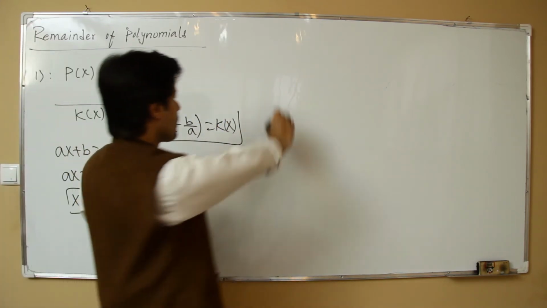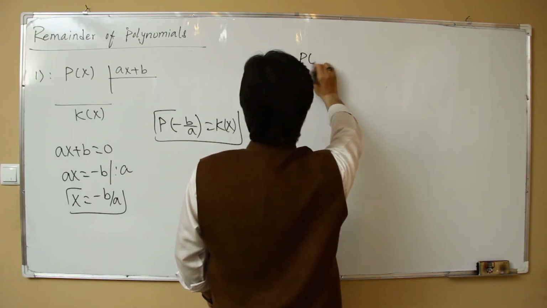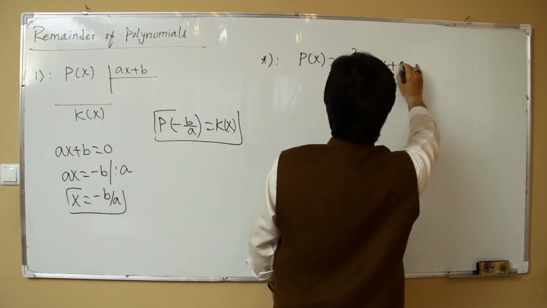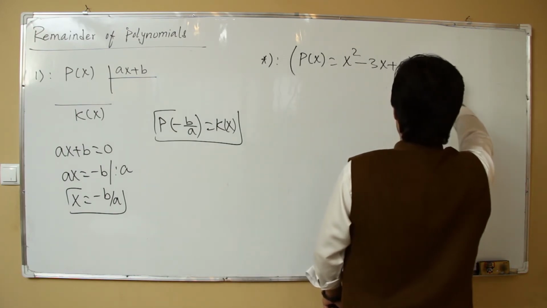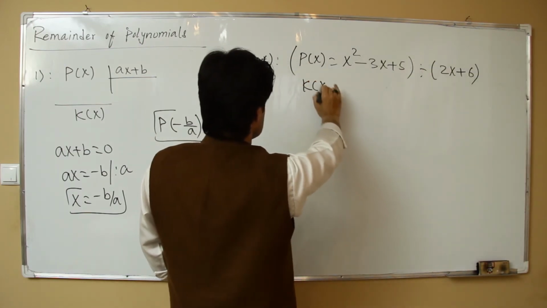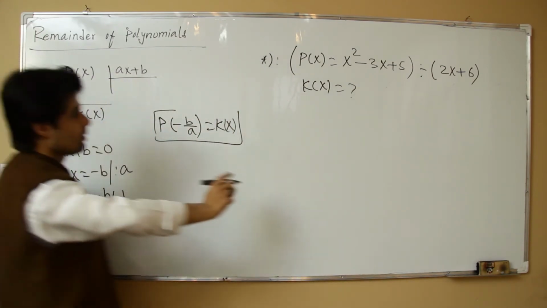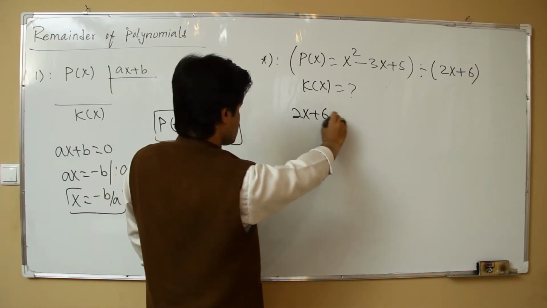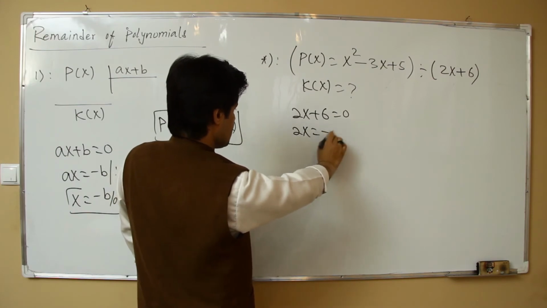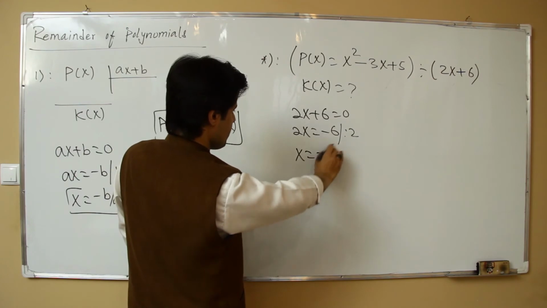Let me write an example. For example, we have p(x) equal to x squared minus 3x plus 5, divided by 2x plus 6. Now, what is k(x)? First, set 2x plus 6 equal to 0. Then find x: 2x is minus 6. Divide both sides by 2. So x will be minus 3.